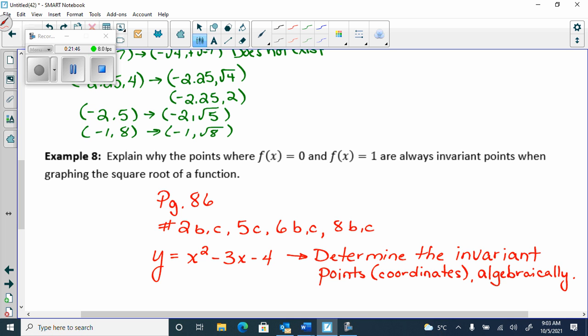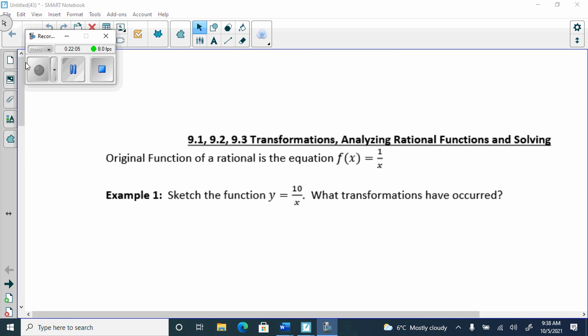So you're doing 2BC, 5, 6BC, 8BC, and then this equation, you're going to find the invariant points algebraically. This is easily accomplishable in the amount of time I gave you in class, because these two are just coordinates. They're not the most extensive things. So work on this. So, my friends, we're carrying on.